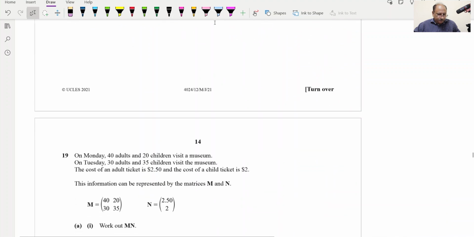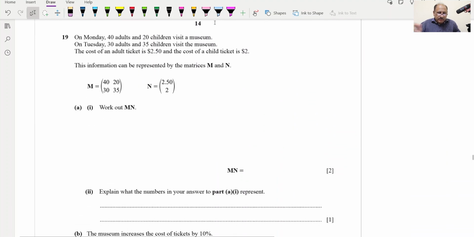Hopefully you got this. Now question number 19, it says on Monday 40 adults and 20 children visit the museum. On Tuesday 30 adults and 35 children visit the museum, and the cost of the adult ticket is 2.50 and the cost of a child ticket is $2. This information can be represented by the matrices M and N. M is this one, N is this one. So work out M into N. We have to multiply these two matrices.